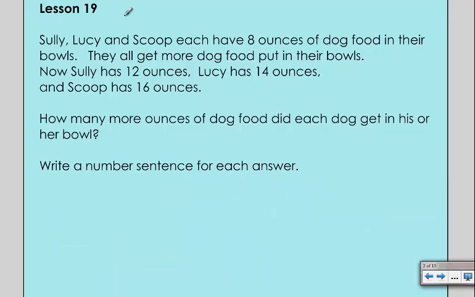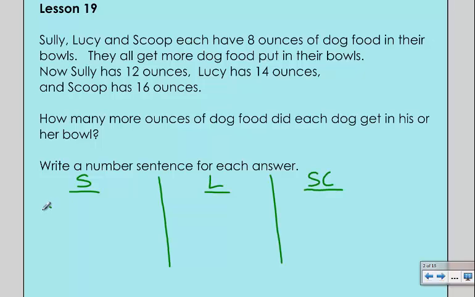Okay, so because I have 3 dogs, I need to do 3 different sentences. So I'm going to split my paper into 3 different parts, one for each dog. My first dog is Sully, so I'm going to write an S there. My next dog is Lucy, so I'm going to write an L in the middle. And my last dog is Scoop. Since I've already used S, I'm going to put SC for Scoop. And they each begin with 8 ounces of dog food, so each of my number sentences begin with 8.